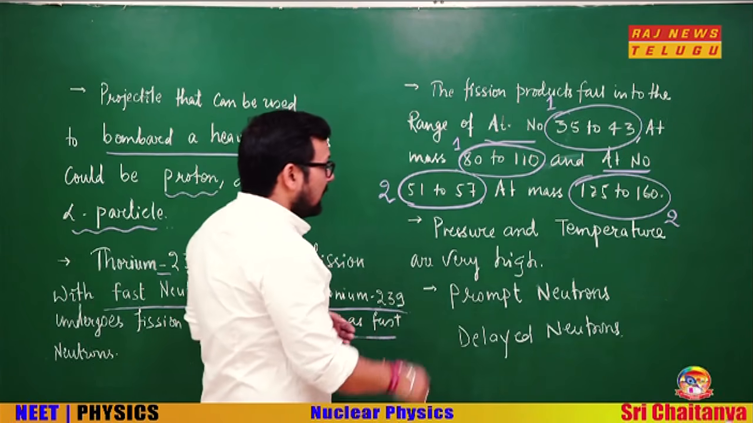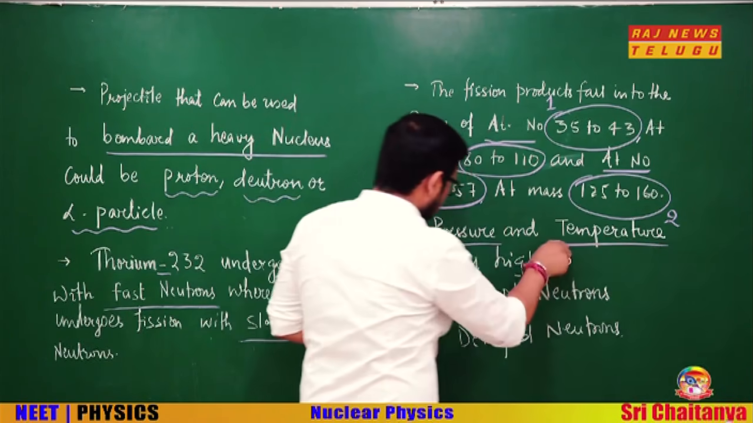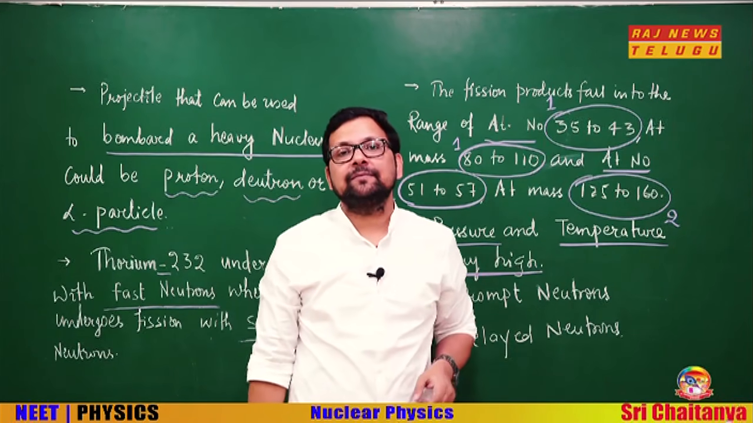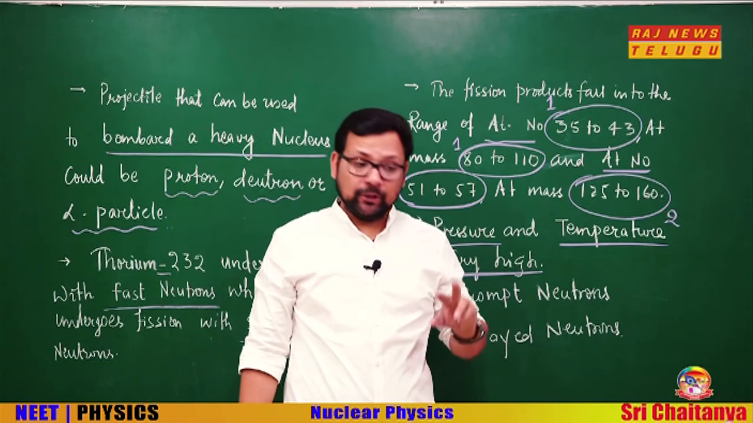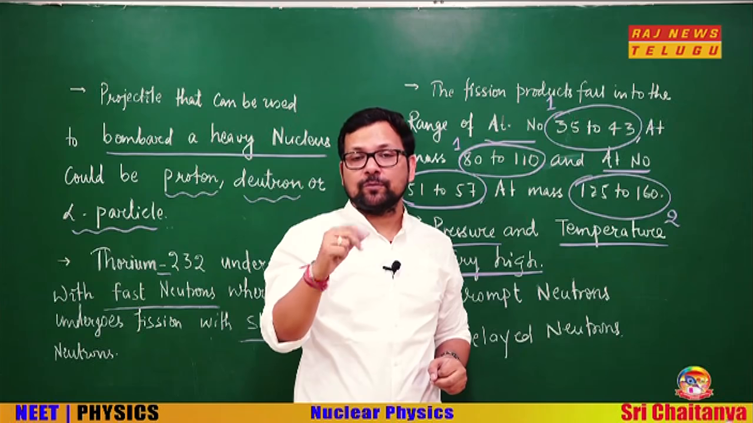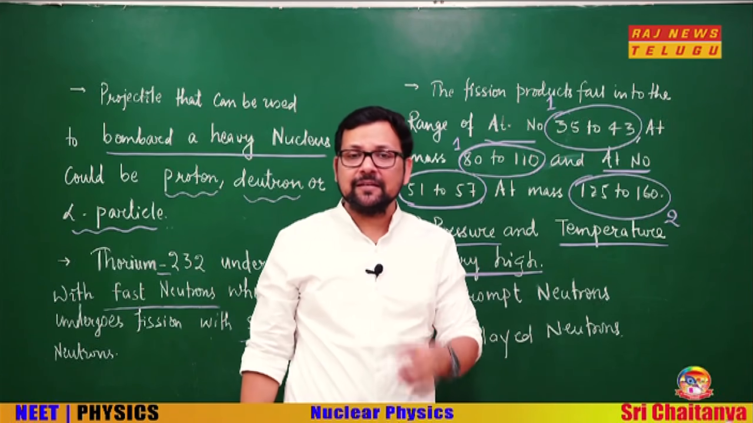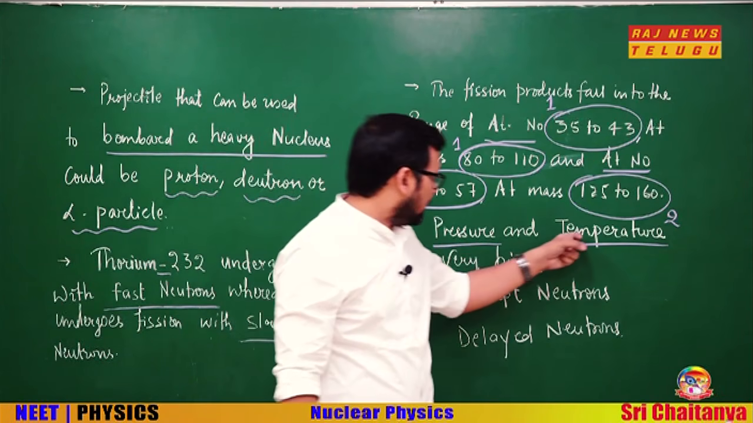Okay. Next point, see, pressure and temperature. These are very high in nuclear fission. Both are very high. High pressure and high temperature. Again a question point. In nuclear fission, suppose I am giving you four options: first, low pressure, high temperature; low pressure, low temperature; like this. What do you have to take there? Pressure is high, temperature is high.